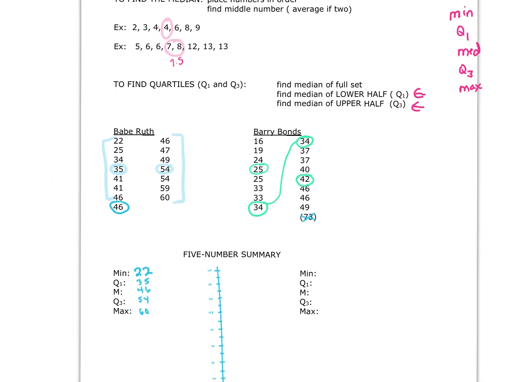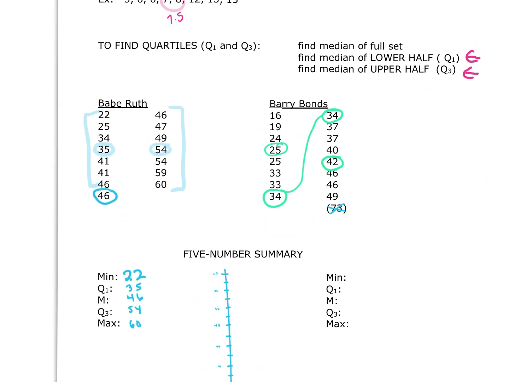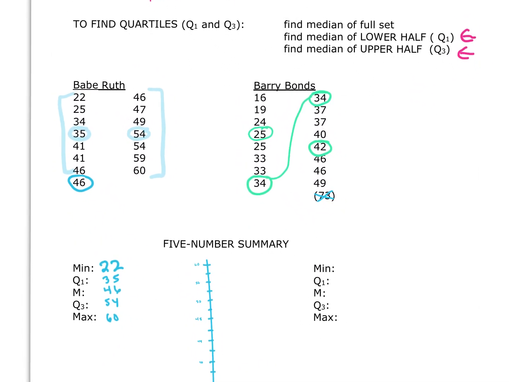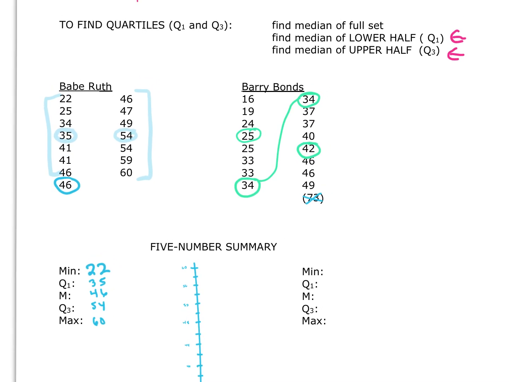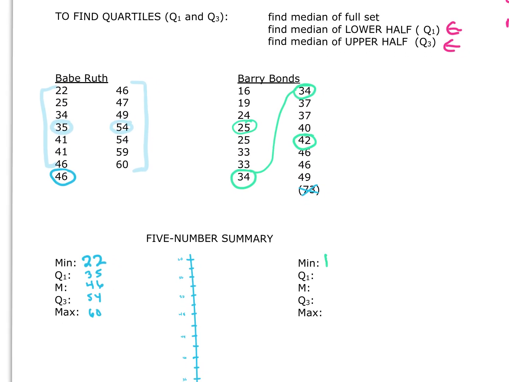Okay, so our minimum for Barry Bonds is 16. Quartile 1 is 25. Median is 34. Quartile 3 is 42. And max is 49.